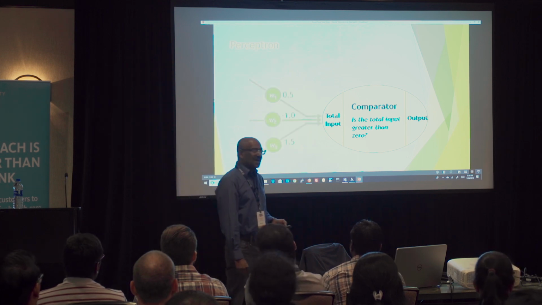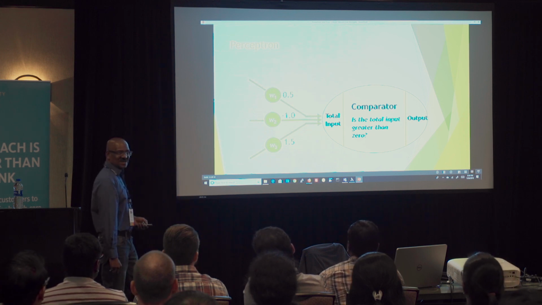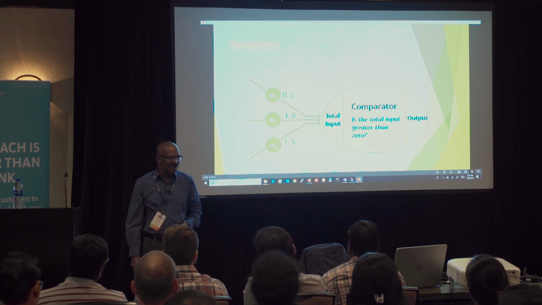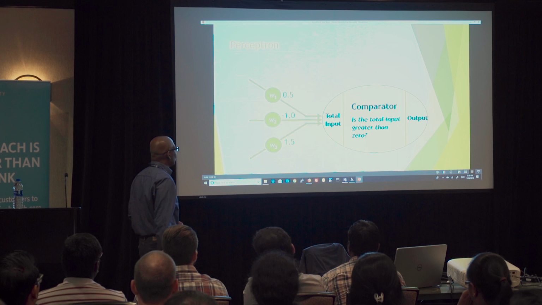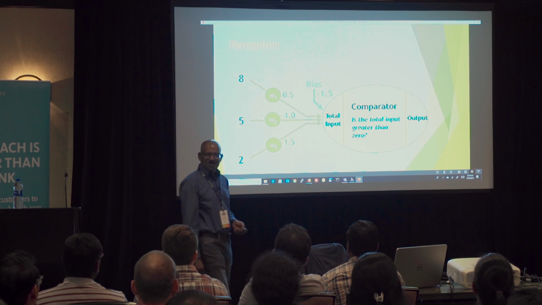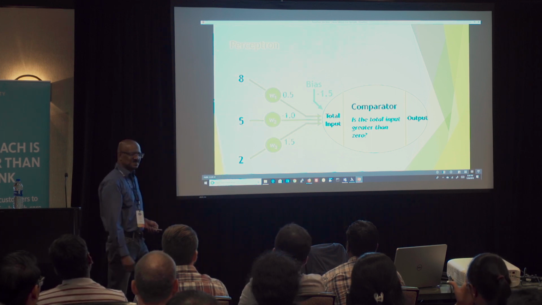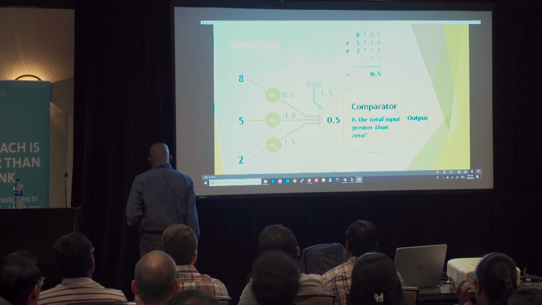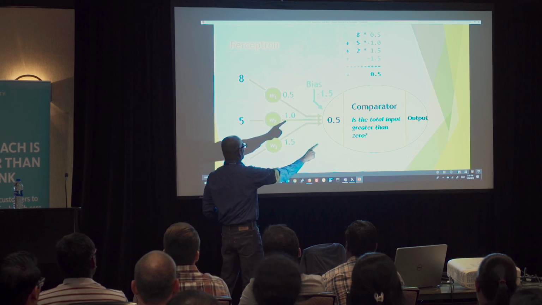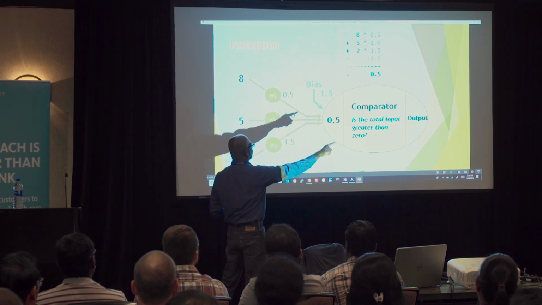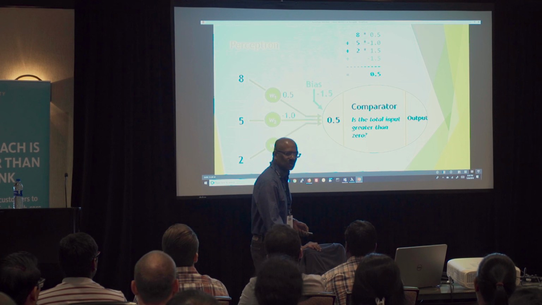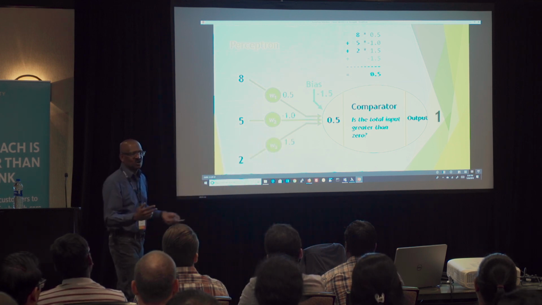Well, let's give an example. Assume that there are 3 inputs with weights 0.5, minus 1.0 and 1.5, and assume that the bias is minus 1.5. And let's give 3 inputs to this: 8, 5 and 2. What's the output? Do that calculation. 8 into 0.5. So you are multiplying this input by this weight, plus this input multiplied by this weight, plus this input multiplied by this weight, plus the bias. You got a 0.5. 0.5 is greater than 0. So the output is 1. That's all.